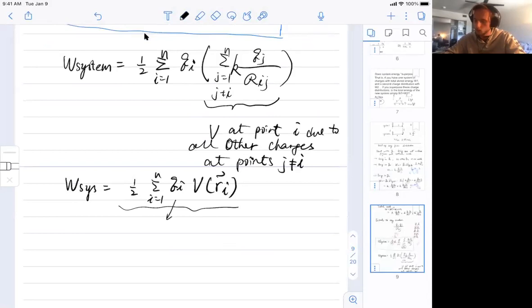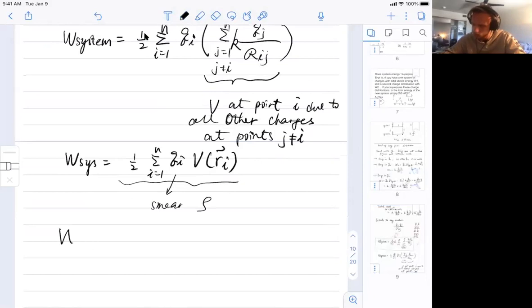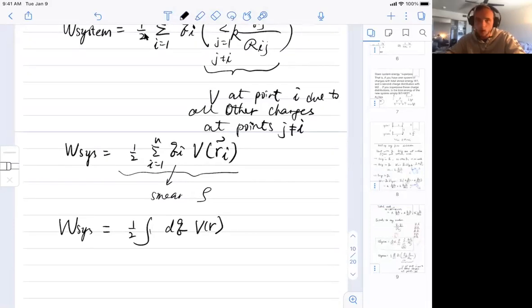If the charge is smeared, right? So you get a charge density instead of an individual charge. So our system energy is going to be 1/2. So Q becomes dQ, the integral of dQ. And V is now a function of space, right? V of R. And dQ becomes rho d tau.